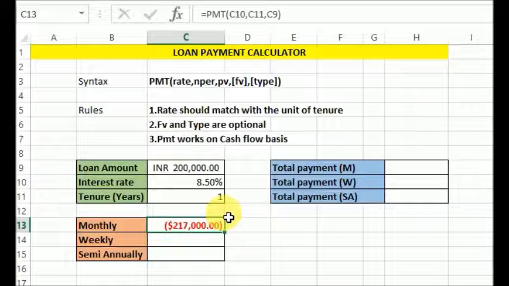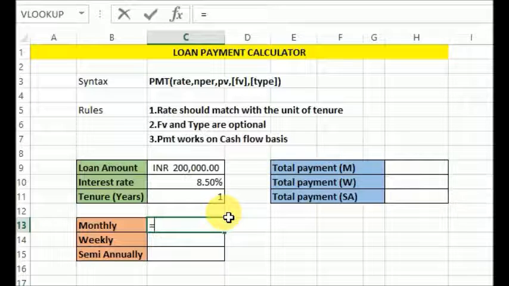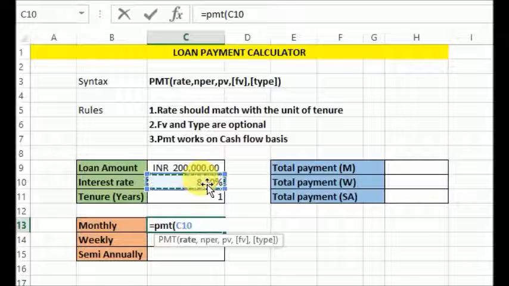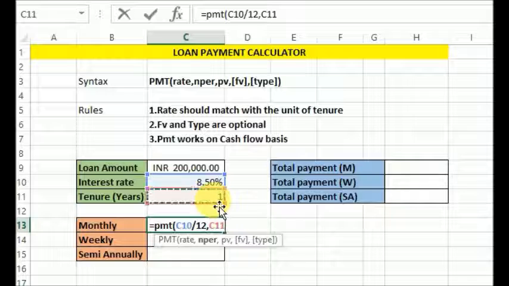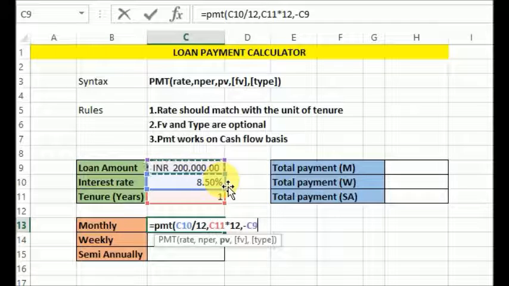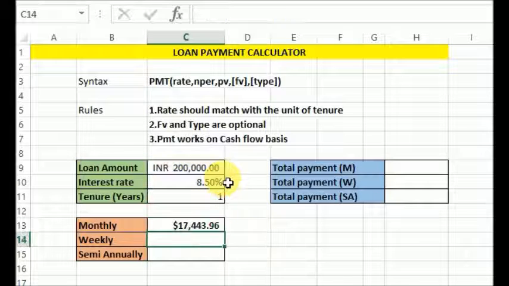So we'll retype the formula. PMT, rate, for monthly payment we'll divide this by 12. Tenure, again we'll multiply this by 12. Present value, since I need a positive payment, I'll put a minus and click this. Now I'll get an answer. This is my monthly payment, which is 17,443.96.